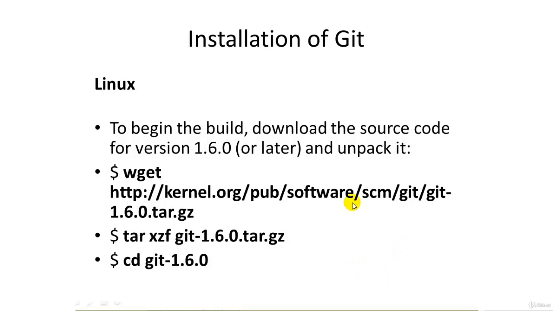Git is not installed by default on any of the GNU or Linux distributions or any operating system. You need to install it. It is not installed by default in the operating system. So before you can use Git, you must install it. The steps to install Git depend on the vendor and the version of the operating system.